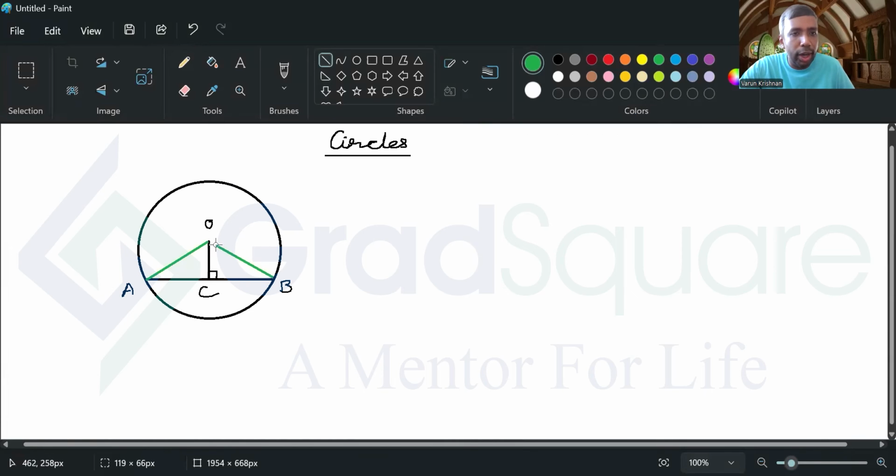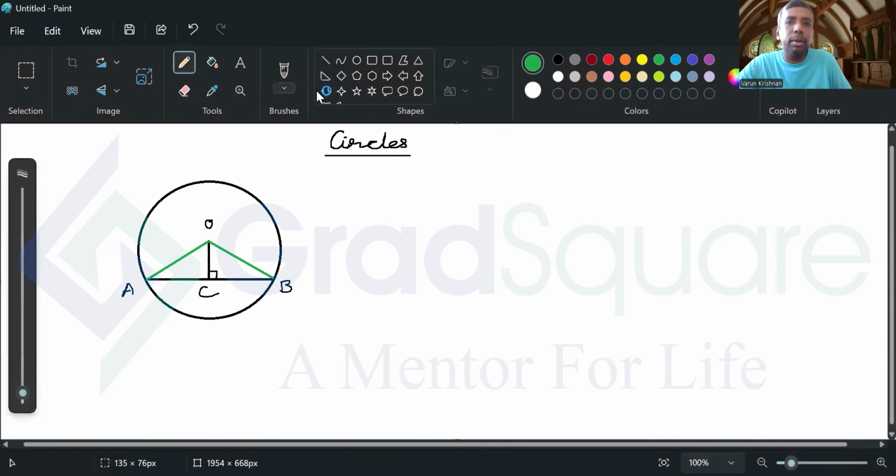So once I join OA and OB, let me ask you a very simple question, and I know that most of you will be able to give me a very quick answer to this. What is the relationship between triangle OCA and triangle OCB, my bad. If you said immediately that triangle OCA and triangle OCB are congruent to each other, you're 100% correct.